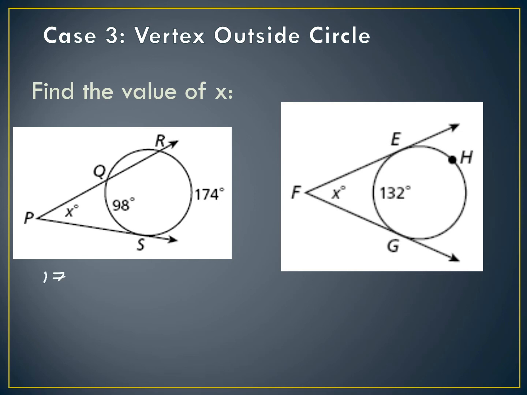174 minus 98 and then divided by 2. 174 minus 98, that is equal to 76, and divided by 2, that is equal to 38 degrees. So, it means yung measurement ng angle X natin, o yung angle P rather natin, is equal to 38 degrees.